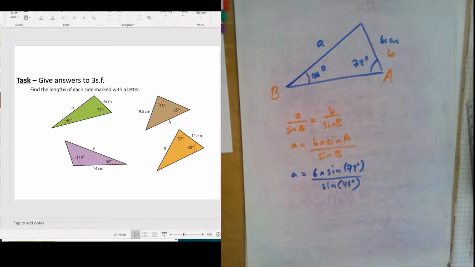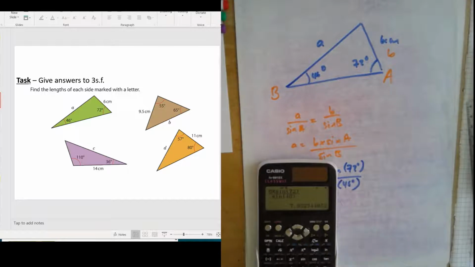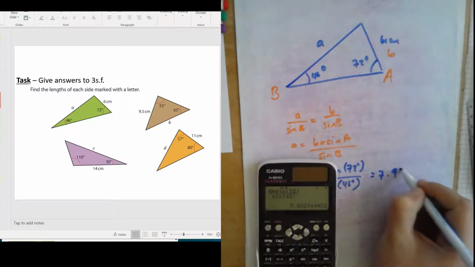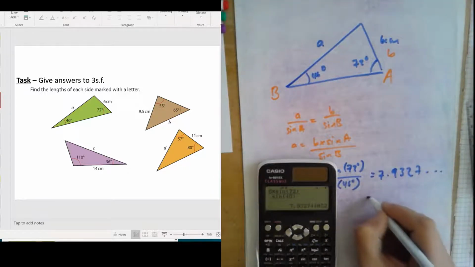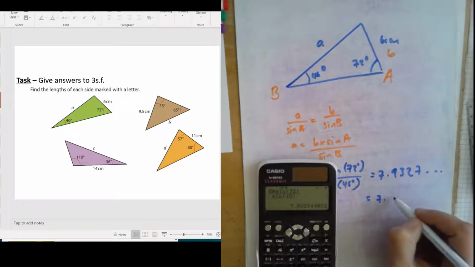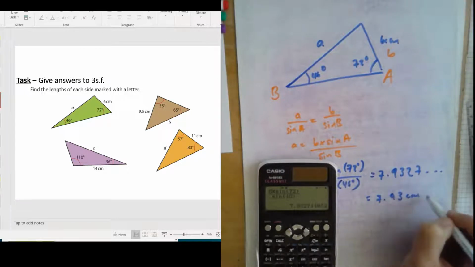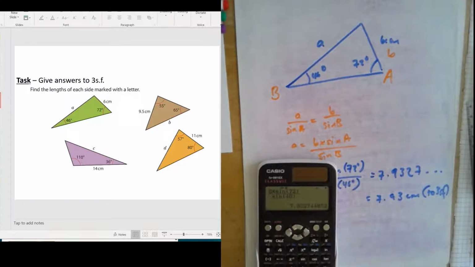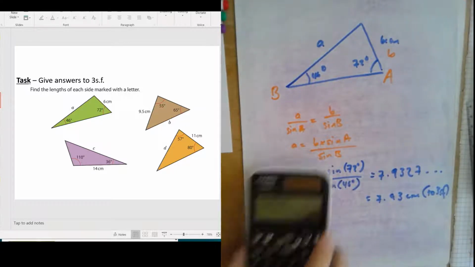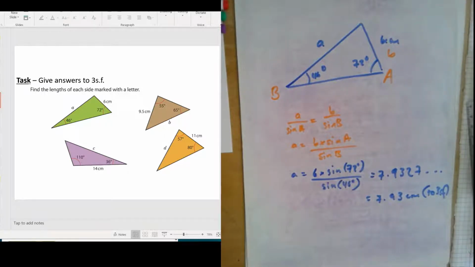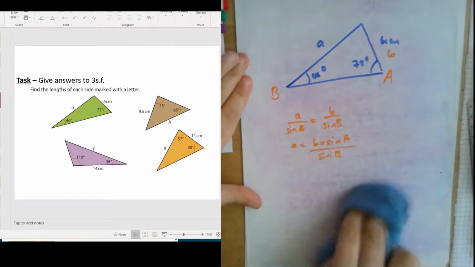And now I am going to type that in to my trusty calculator. Sine 46. Okay, so you should have 7.9327. Okay, they've asked for 3 significant figures, so I'm going to put 7.93 centimeters to 3 significant figures. That is your first one. So the next one I'm going to do is the c.